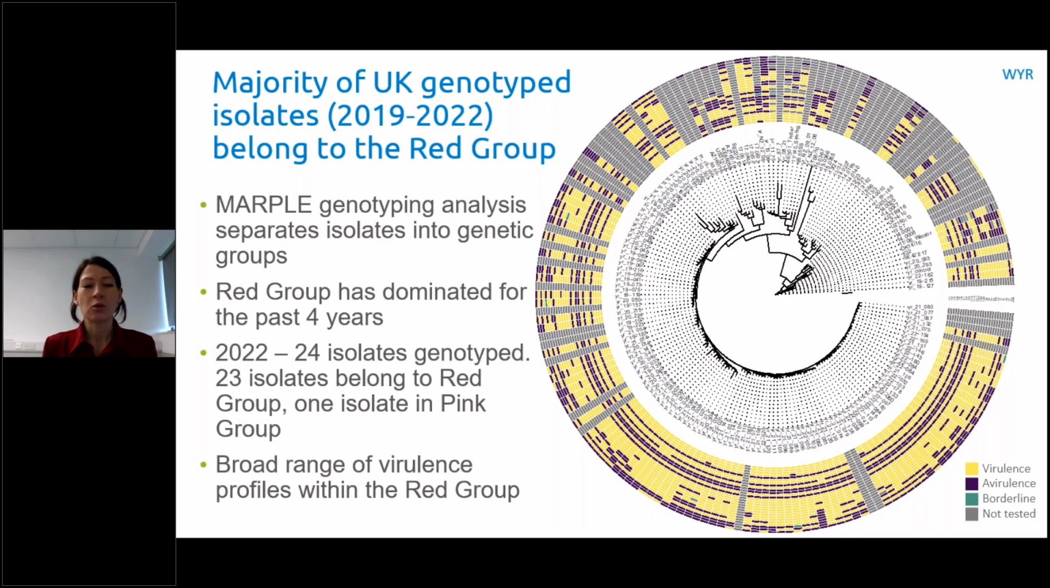So in 2022, out of those 24 isolates that we genotyped, 23 isolates belonged to the red group, and just 1 isolate was in the pink group. We've noticed that's the same situation they've been seeing over in Europe with their genotyping. The majority of their samples belong to the red group with a small proportion to the pink group. They do have some other groups over in Europe, but we don't see them here. And the red group, it's huge. It contains many different isolates and a broad range of virulence profiles.